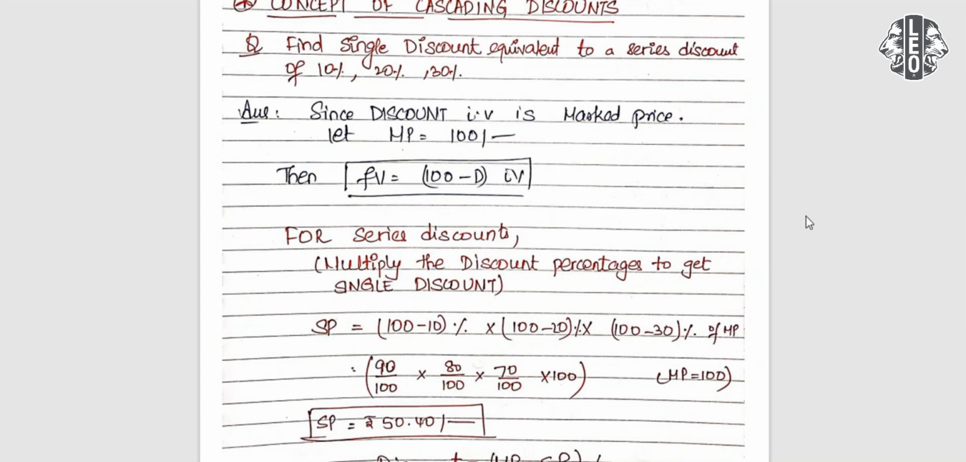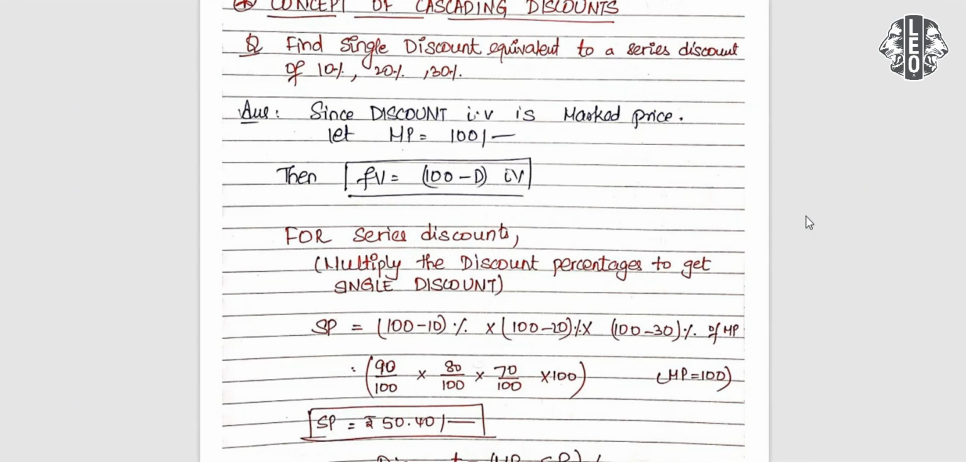Now let us see this question that has been taken from a very important question paper. Find the single discount equivalent. In the case of cascading gains, it would be the net gain; of course, that is a different concept. They are asking the single discount equivalent to a series of discounts 10%, 20%, 30%.